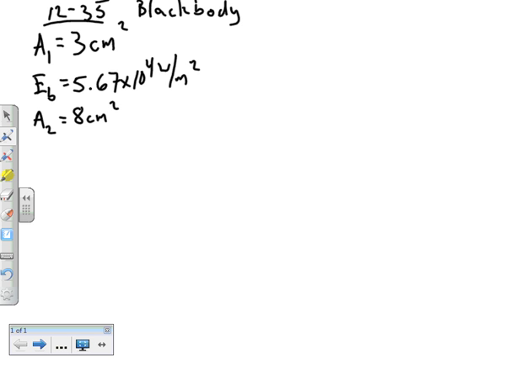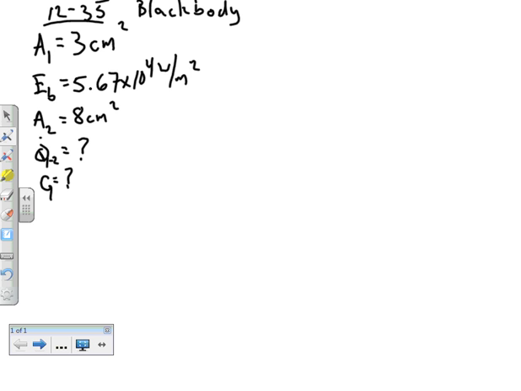So what we're trying to find is the Q dot that goes from 1 and strikes 2. And we're also trying to find in part B the irradiation G that strikes surface 2. Okay.